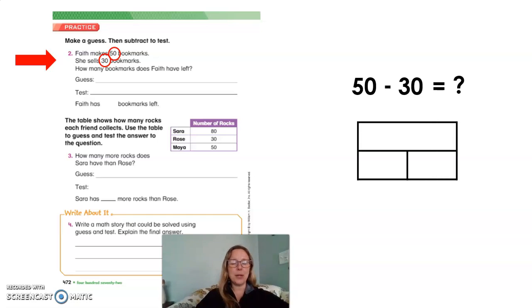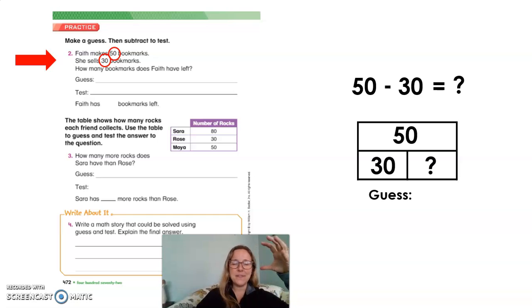So let's think part, whole. Our whole amount is 50. That's how many bookmarks she made all together. She sold 30 of them, so those 30 are now gone. So we need to figure out this missing part. So let's take our guess.